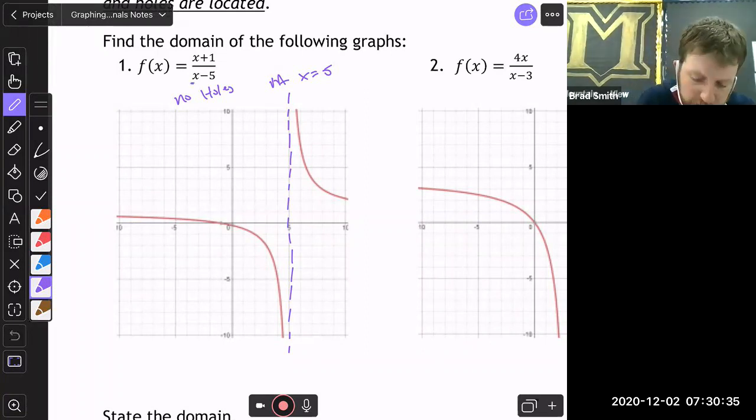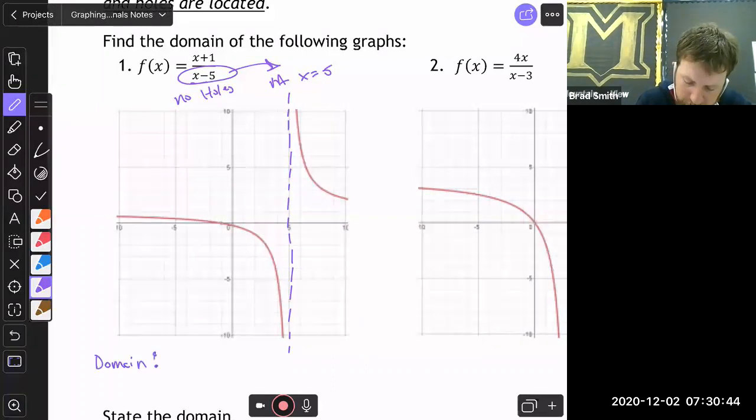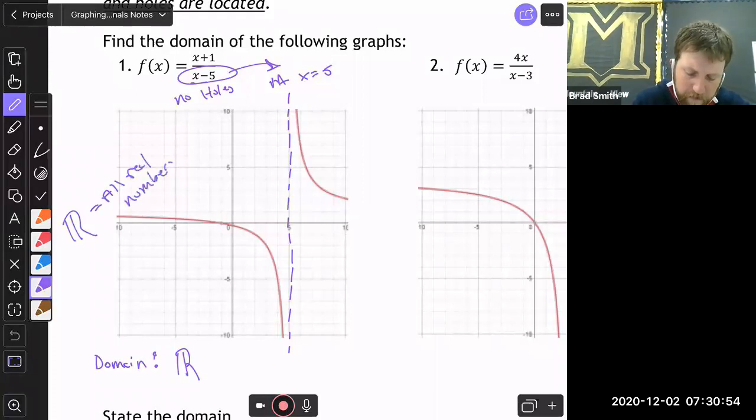You can also tell the vertical asymptote by the denominator. Same kind of concept. So your domain here is going to be all real numbers. Remember that symbol, it's like a big R with 2 things. That just means all real numbers. So all real numbers except x is equal to 5. That's one way to write it.